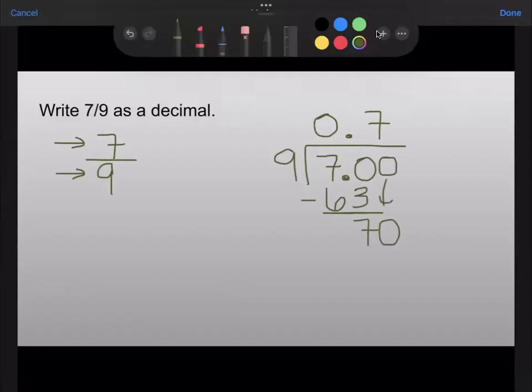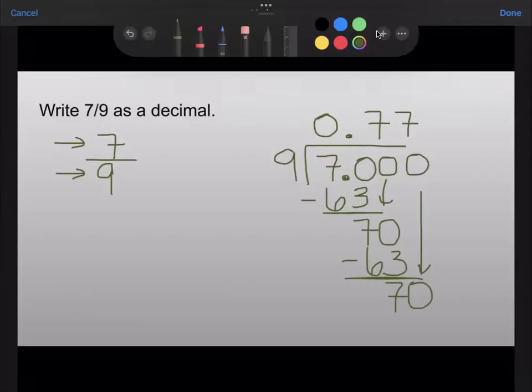9 fits into 70, 7 times. 7 times 9 is 63. When I subtract that, I get 7 left over. So I'm going to add another 0 and bring that down and make that 70. By now you should be able to see this could go on forever. I will always get 63, get 7, and add a 0 and be right back at 70.